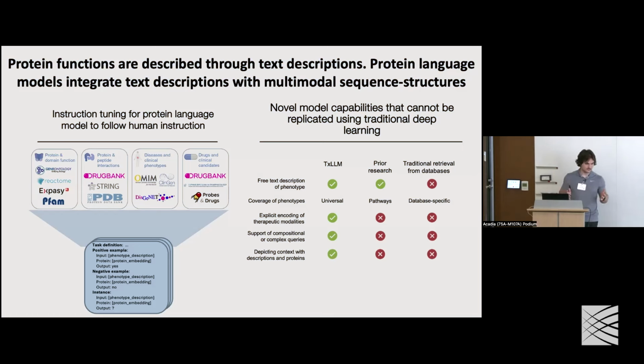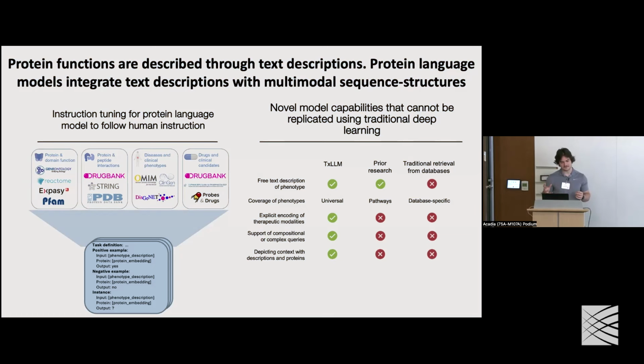So some of the novel capabilities that arise from this model that you don't get in traditional deep learning: we have free text description of phenotypes. So if you can describe it in natural language, it can be input to our model. Our coverage of phenotypes, we claim, is relatively universal because we're adopting that representation from text. We also have explicit encoding of therapeutic modalities. And so you can explicitly change the protein sequences that are input to the model.